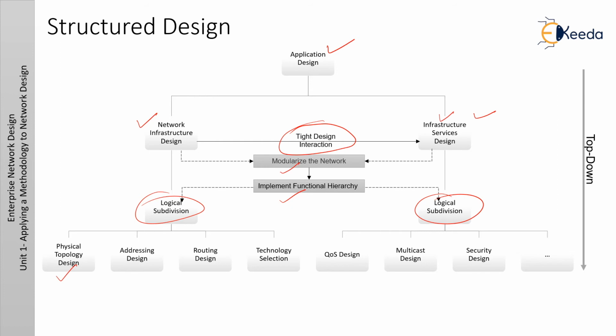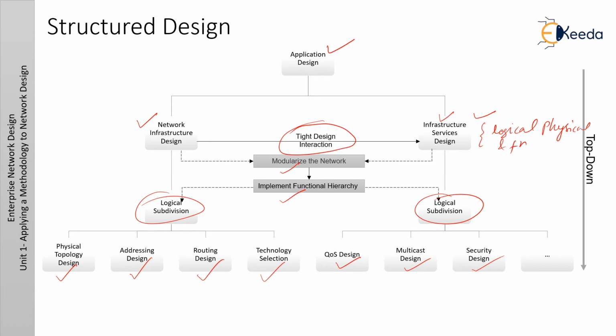So physical topology design, addressing design, routing design, and technology selection. While logical subdivisions with respect to infrastructure service design are quality of service, multicast design, security design, and so forth. So in this example, network infrastructure design and infrastructure service design are tightly connected. Both are bound to the same logical, physical, and functional models. Okay, these elements are subdivided logically.